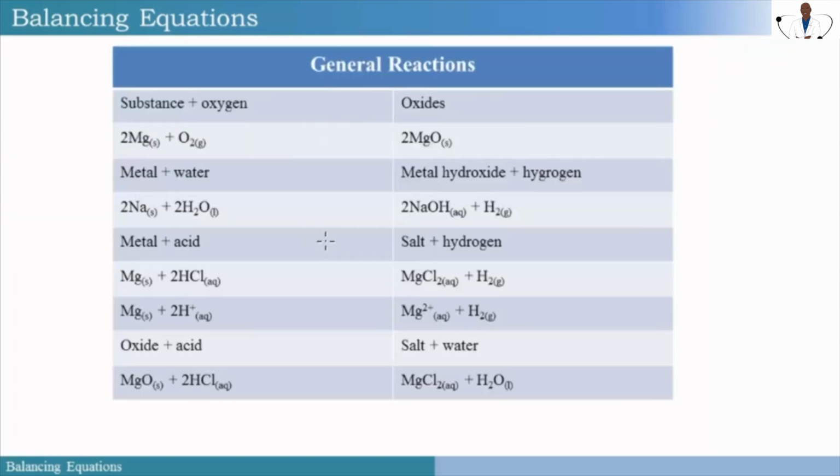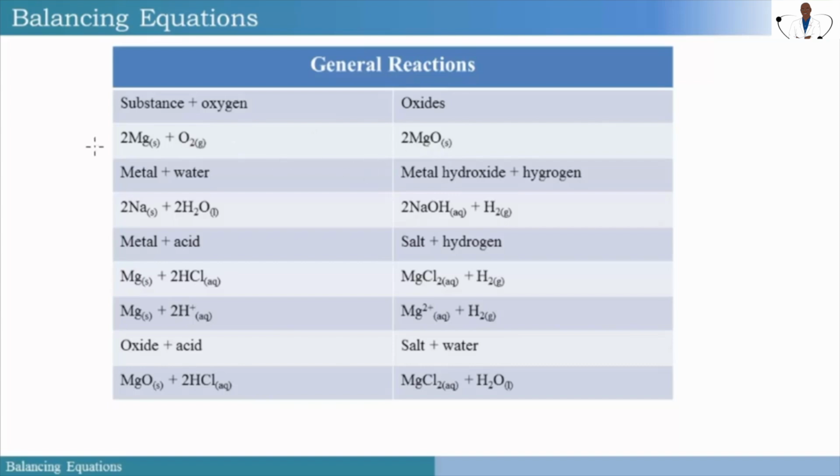Here we have some general reactions. And these reactions you must know for this syllabus, because you will be seeing them over and over again. Now we have some molecular equations and we have some ionic equations. So let's start with magnesium plus oxygen produces magnesium oxide.